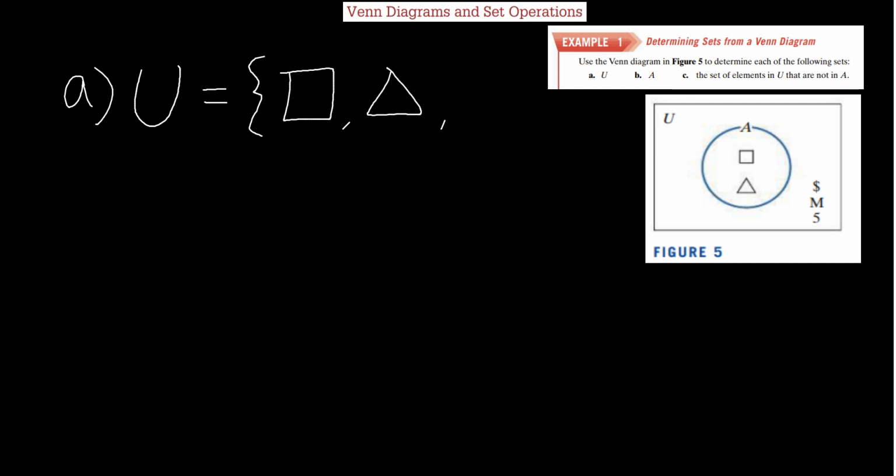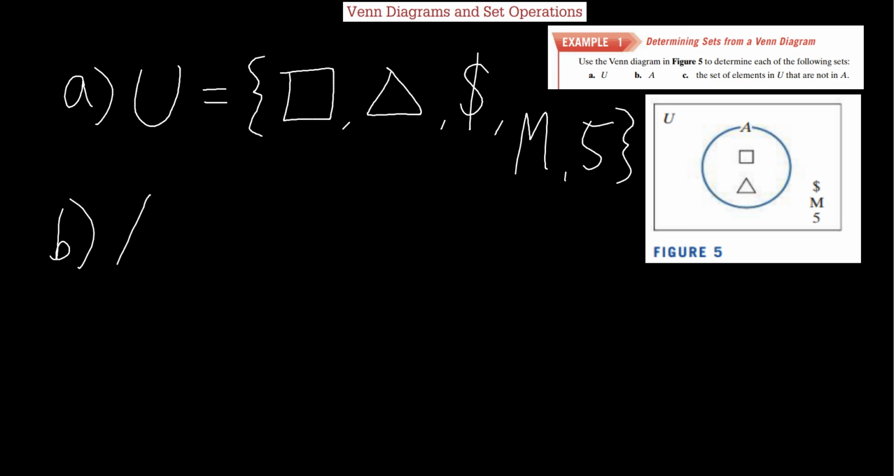And then we also have a dollar sign, I'm sorry, the M and 5. All right, that's the set. That's the set U. For B, we want to find the set A. Well, A, as we said a moment ago, simply contains the elements square and triangle. And then C, the set of elements in U that are not in A.